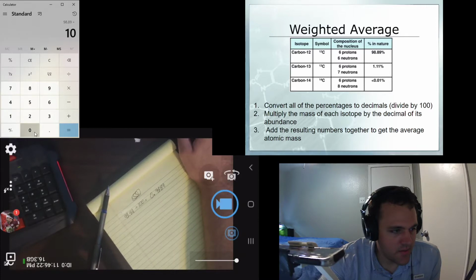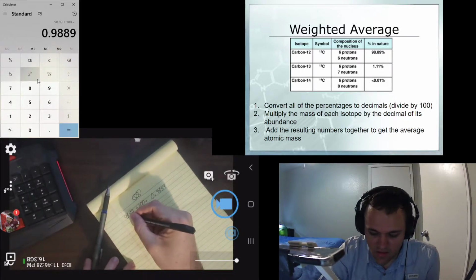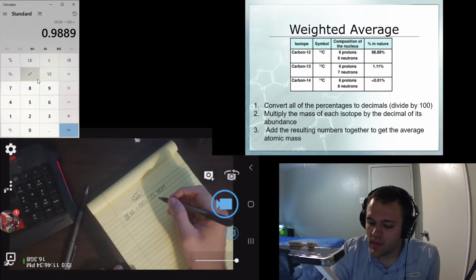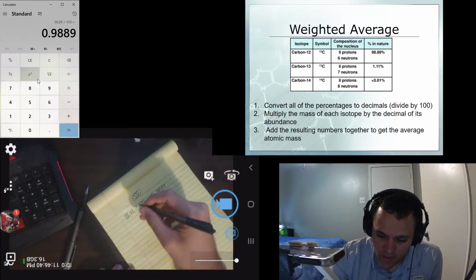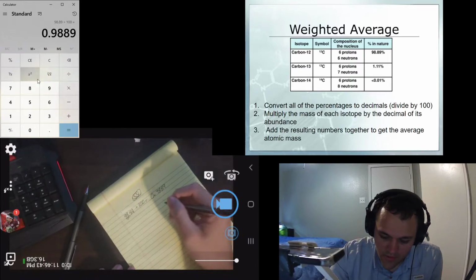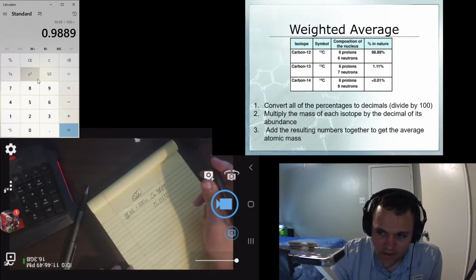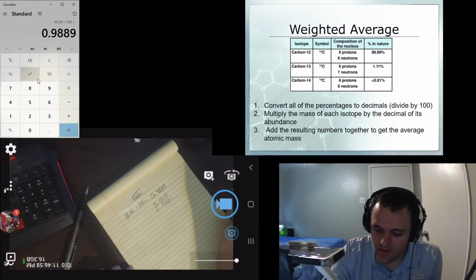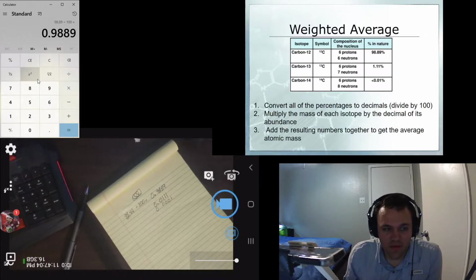0.9889 is 98.89 divided by 100, and you can see how that's just taking the decimal place and moving it to the left, just like we were doing with scientific notation. So 0.9889 is for carbon 12. For carbon 13, if we move that decimal point to the left, or divide by 100, we get 0.0111. And for carbon 14, that one's going to be 0.0001, or even less than that because it has the less than sign, but we'll leave it at that for now. So that's step 1.